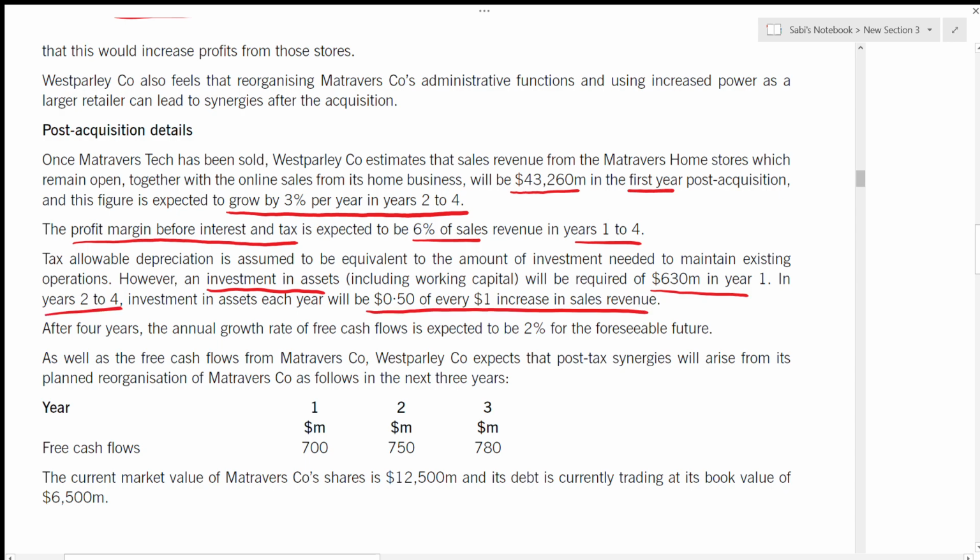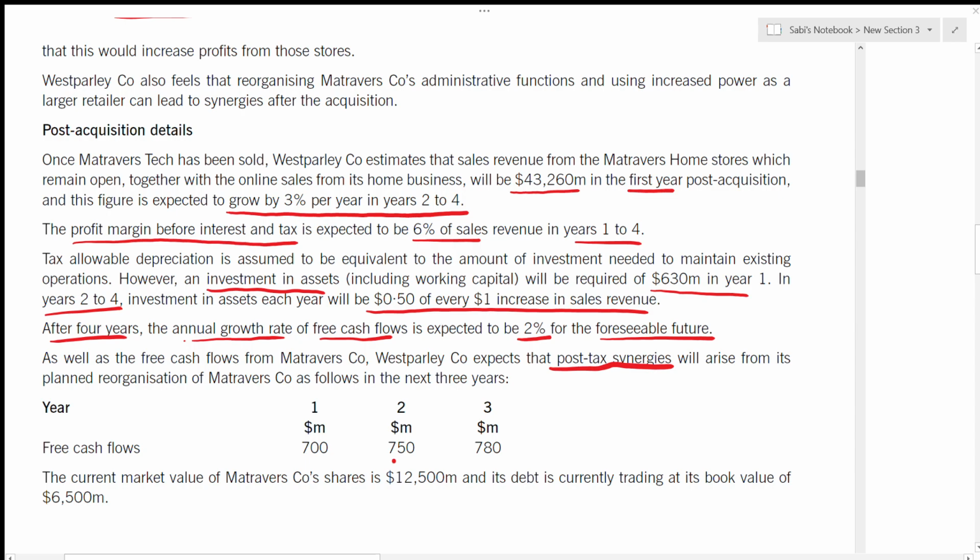After 4 years, the annual growth rate of free cash flow is expected to be 2% for the foreseeable future. As well as the free cash flows from this one, the West Parley expects that the post-tax synergies will arise from his planned reorganization in the next 3 years. So free cash flows, this, and this.